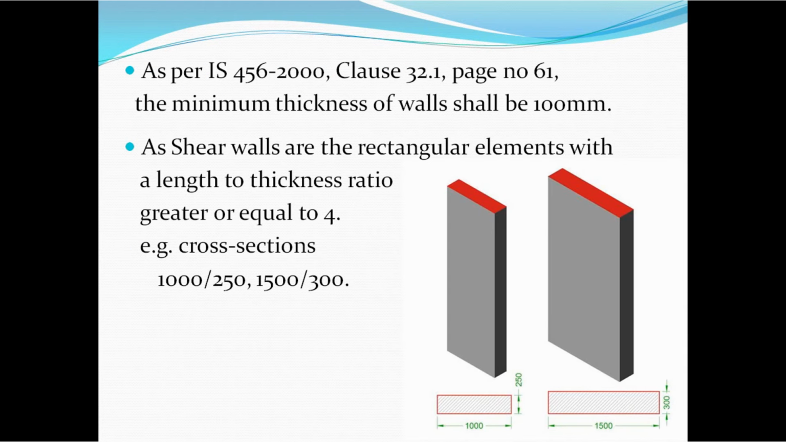As per Indian standard, the minimum thickness of the wall shall be 100 mm. How can we tell whether it is a column or a shear wall? Shear walls are rectangular elements with a length to thickness ratio greater than or equal to 4. Some examples are given here.